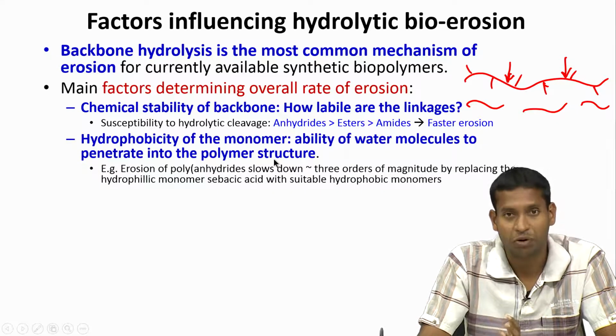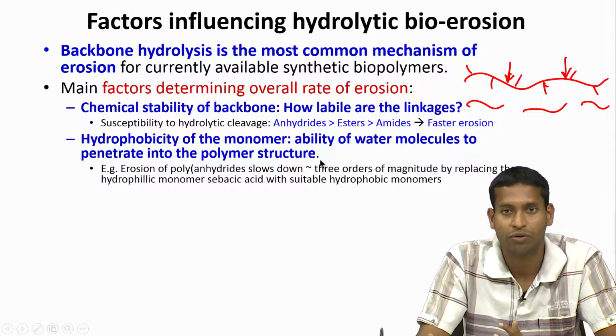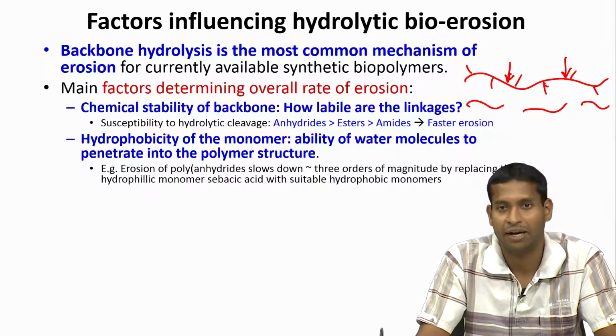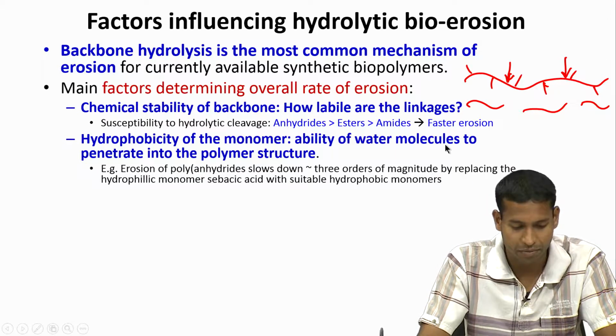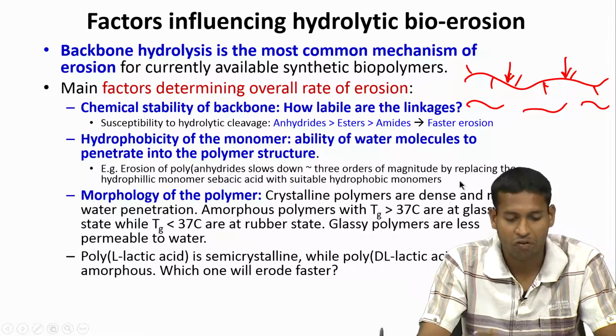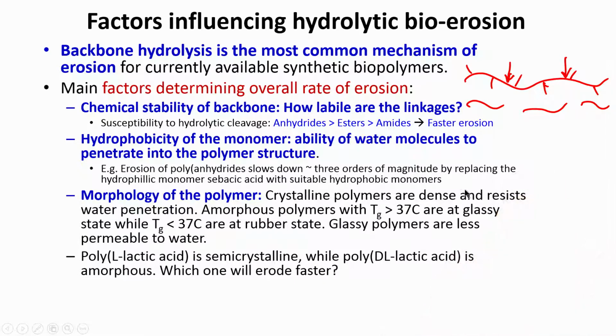The hydrophobicity of the monomer is also important. So, let us say if the monomer is fairly hydrophobic, then the water will not try to come close to that monomer, and so that would mean that the hydrolytic degradation for that is going to be slower, just because the water cannot really access it. The morphology of the polymer is important. Again, crystalline polymers are dense, and as we said, once you achieve crystallinity, it is a very tightly packed structure, and even the water is not able to penetrate, the light is not able to penetrate.